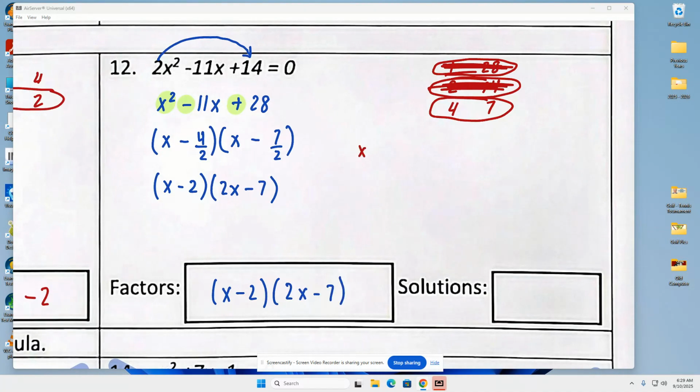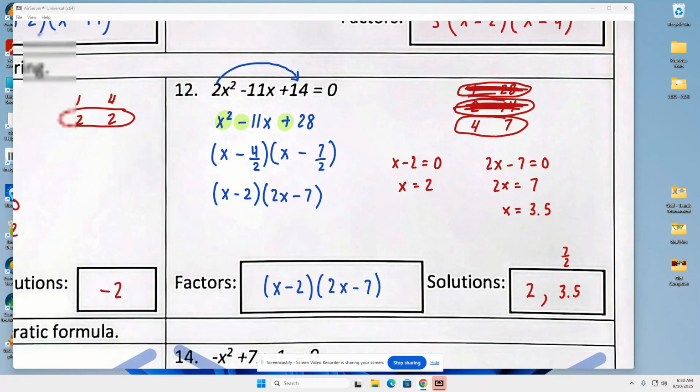Well, let's take x minus 2, set it equal to 0. I'll add 2. There's one of them. And then if I take 2x minus 7 and set it equal to 0, I'm going to add 7. And then I'm going to divide by 2. Well, 7 divided by 2 is 3.5. So you can either put 3.5 or you could put 7 over 2. Both are perfect answers.